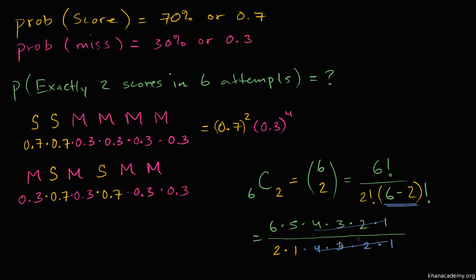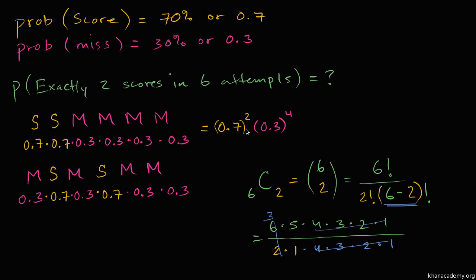Well, that and that is going to cancel. And then, let's see, 6 divided by 2 is 3. So this is 15. There's 15 different ways that you could pick 2 things out of 6, I guess is one way to say it. Or there's 15, did I say 16? No, there's 15, the 6's and the 5's. There's 15 different ways that you could pick 2 things out of 6. Or another way of thinking about it is there's 15 different ways to make 2 out of 6 free throws.